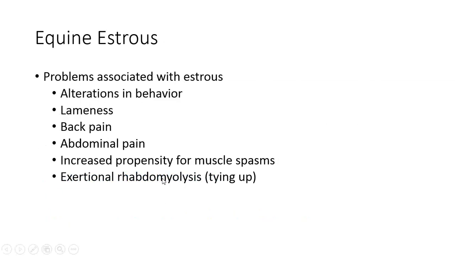So that was just showing estrus in the horse. Problems associated with estrus in the horse are obviously behavioral alterations. Sometimes they'll show lameness, back pain, abdominal pain. They'll have muscle spasms and exertional rhabdomyolysis, which is the tying up syndrome, with muscle spasms and increased myoglobin in the urine, things like this. This can be a problem, so you have to watch this with a horse.